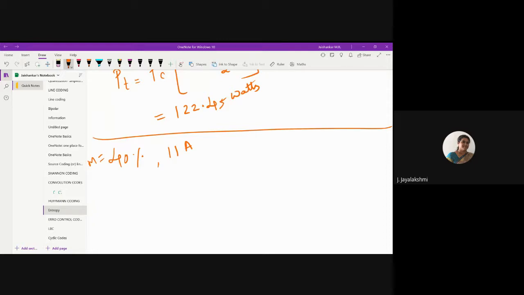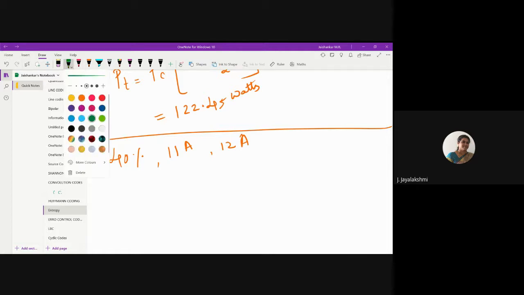And this current increases to 12 amps as a result of simultaneous modulation by another audio signal. What is the modulation index due to the second wave? Any idea? Here, instead of power, they are dealing with the current.